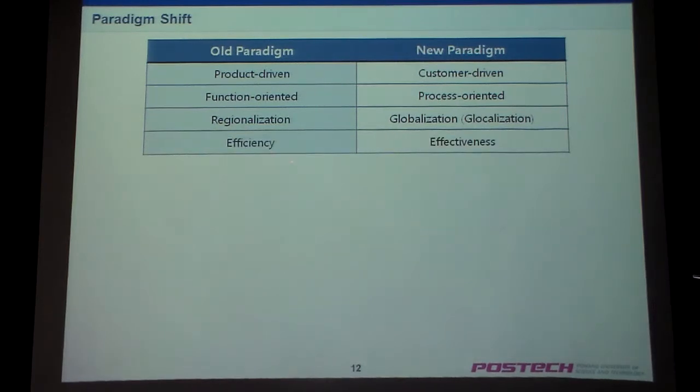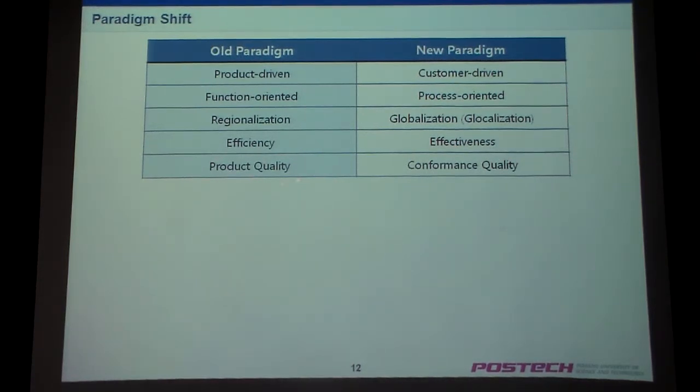And efficiency and effectiveness. As we saw in the paradigm shift, in the function-oriented or production-oriented concept, efficiency is more important. But right now it's more process-oriented, more customer-oriented, and effectiveness gets into the picture.